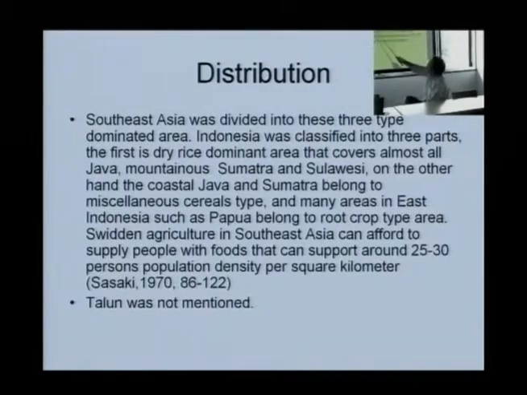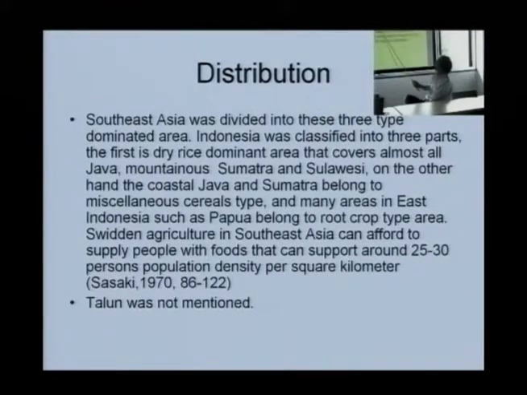The first is the dry rice dominated area that covers almost all of Java, mountainous Sumatra and Sulawesi. On the other hand, coastal Java and Sumatra belong to the miscellaneous cereal type, and many areas in East Indonesia, such as Papua, belong to the root crop type area.